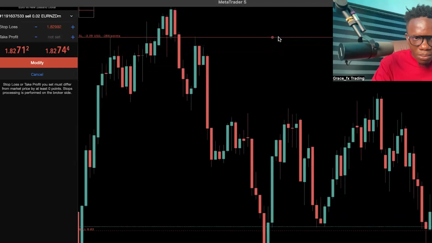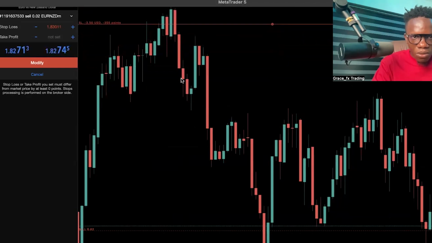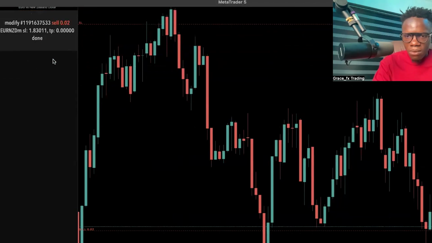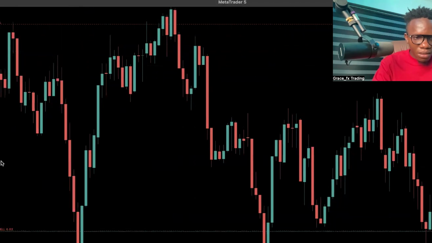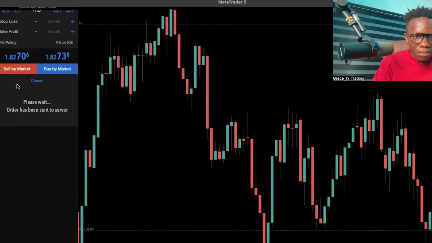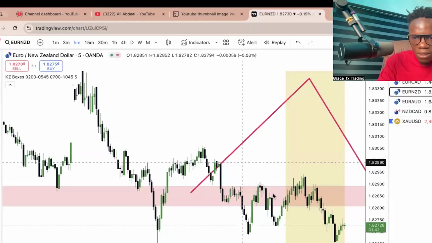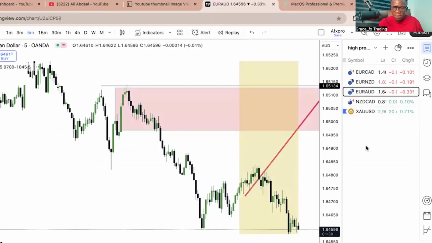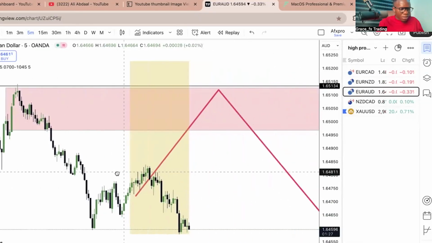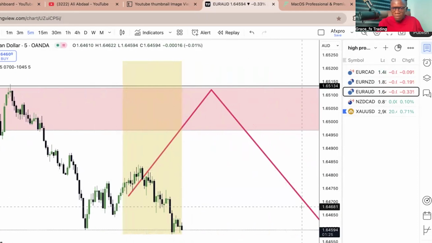Let's say at this point. Okay, I'm using 0.02 lot size, modify it. I'm going to take out that trade again, the same share on the same asset class, but I will also look into my TradingView. I think this one is doing well as well. I think Euro AUD is doing well for a short.